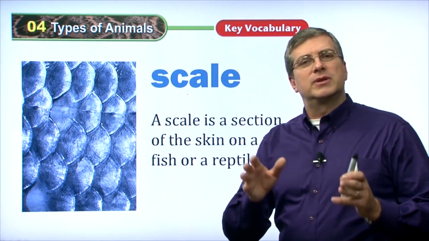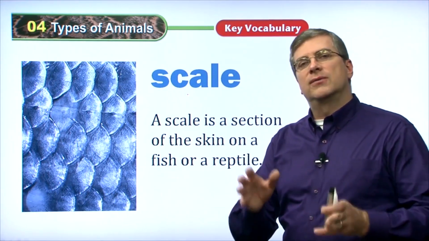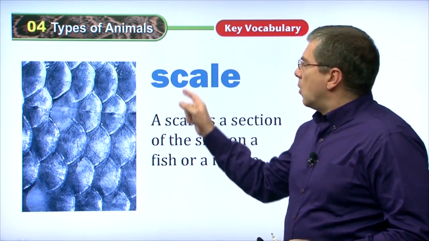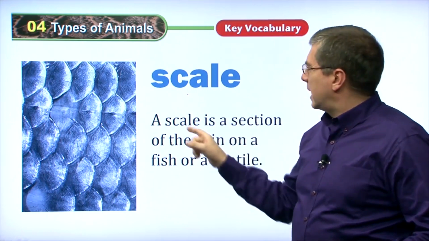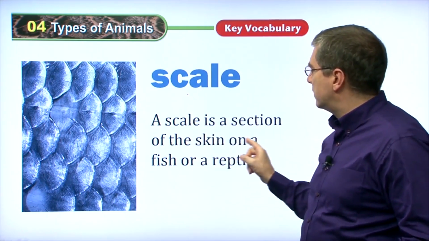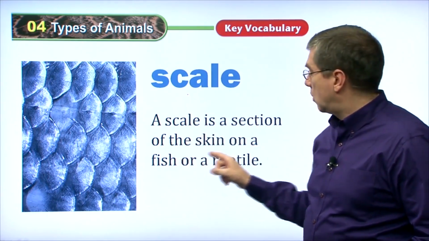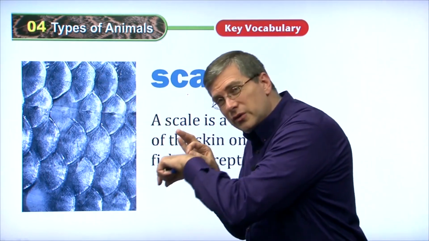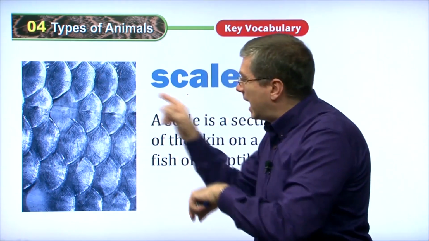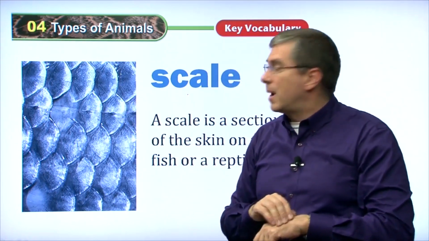Different types of animals will have different characteristics to them. One interesting characteristic is a scale. What is a scale? A scale is a section of the skin on a fish or reptile. You can see this pattern. This pattern is very close up. We're looking very closely at the skin of a fish or a reptile.